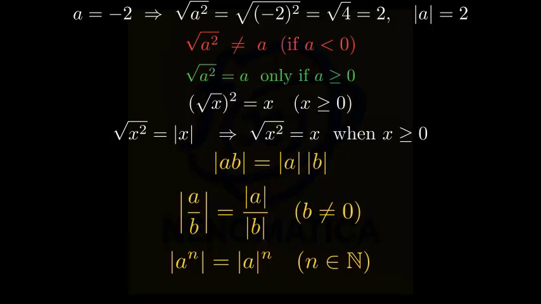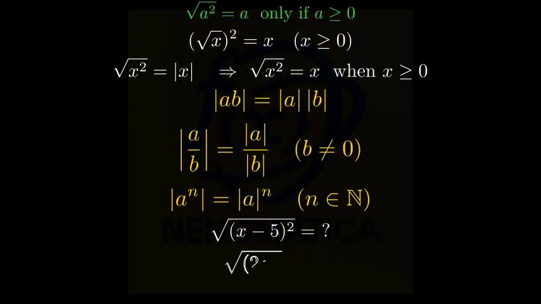First, the product rule. The absolute value of a times b equals the product of the absolute values. Second, the quotient rule. Provided b is not 0, the absolute value of a over b equals the absolute value of a divided by the absolute value of b. Third, powers. For any natural number n, the absolute value of a to the n equals the absolute value of a raised to the n.